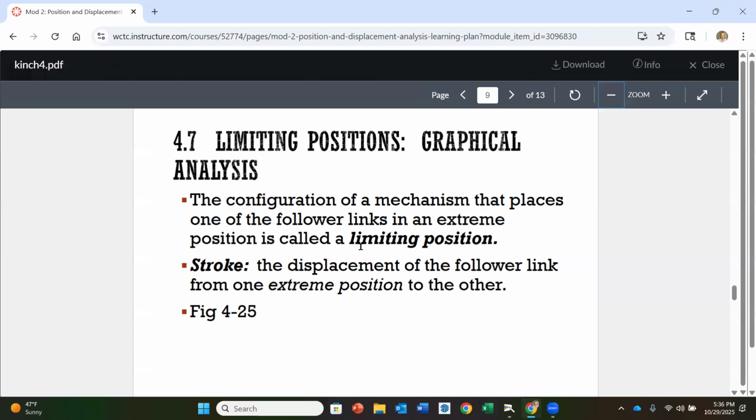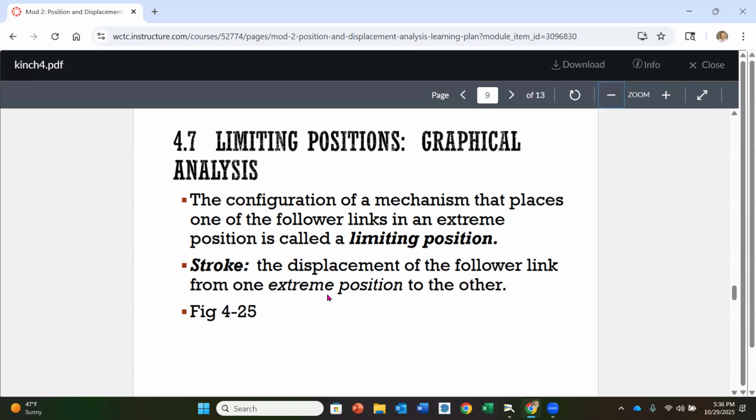So limiting positions. Limiting positions are when we configure our mechanism so that we can see what the extents are of the output motion, okay? So when we do that, we call these the limiting positions. And they're going to be the extreme positions of sometimes the furthest point out and the closest point, where I'm going to use the slider as an example, okay? Or if we have something that's oscillating, what's the angle through which it's actually going to go when it goes through its full motion for that mechanism?